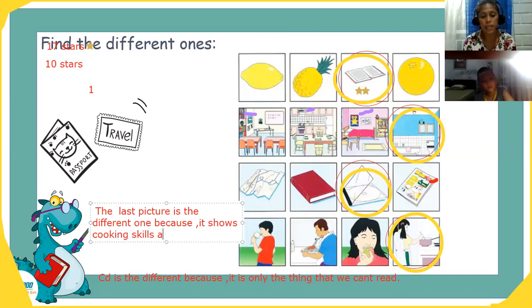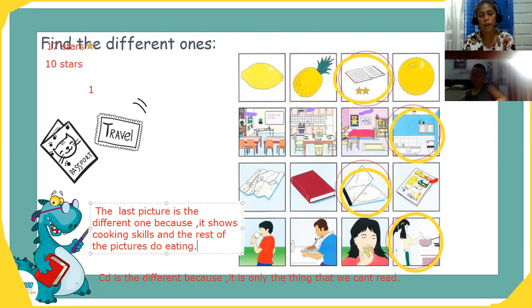And as you can see, the rest of the pictures show eating. Okay, look at this one. In the last picture, you are correct. The last picture shows cooking skills. The girl is cooking. Okay, the girl is cooking. And then it shows cooking skills.